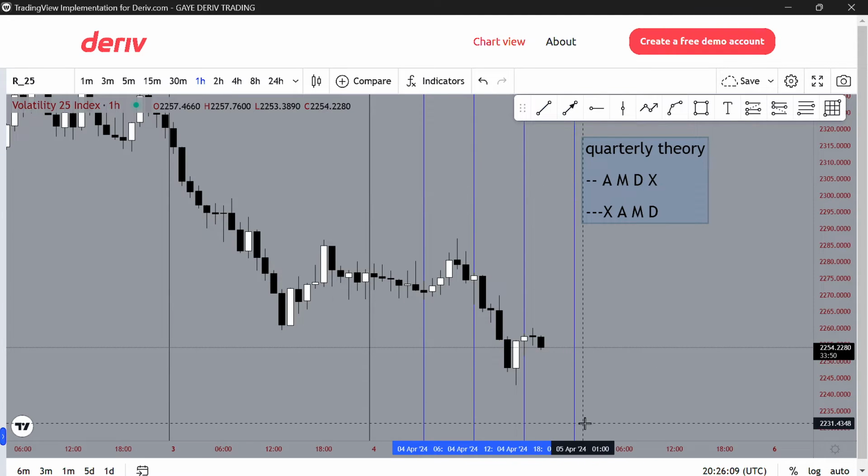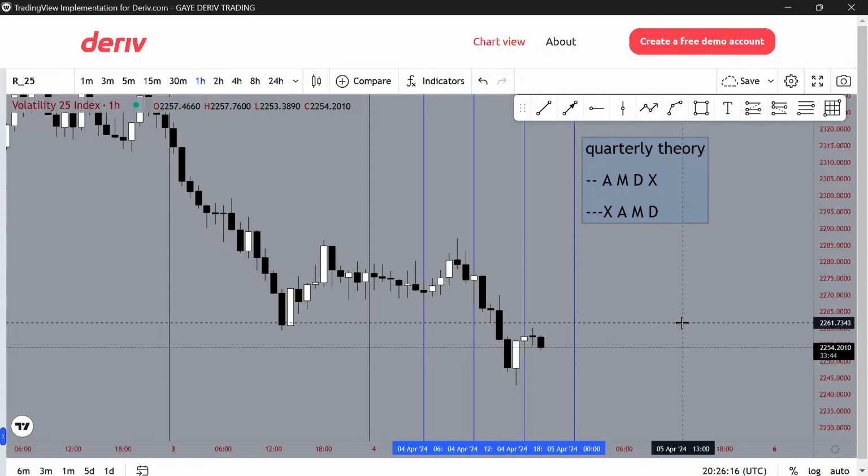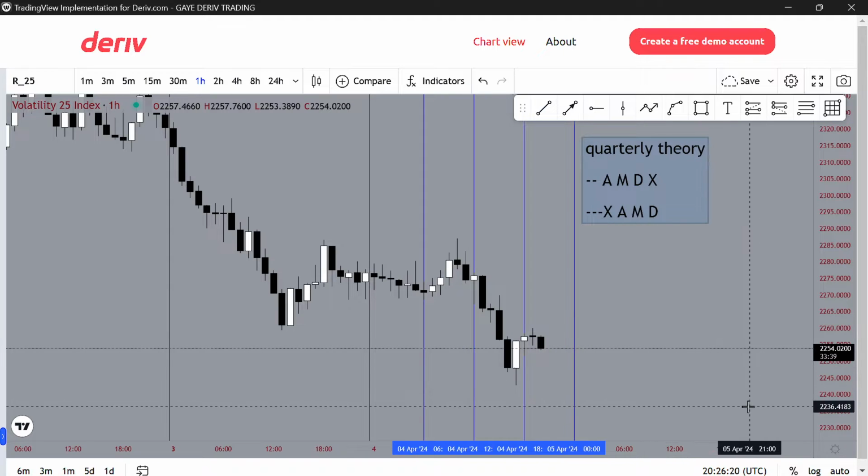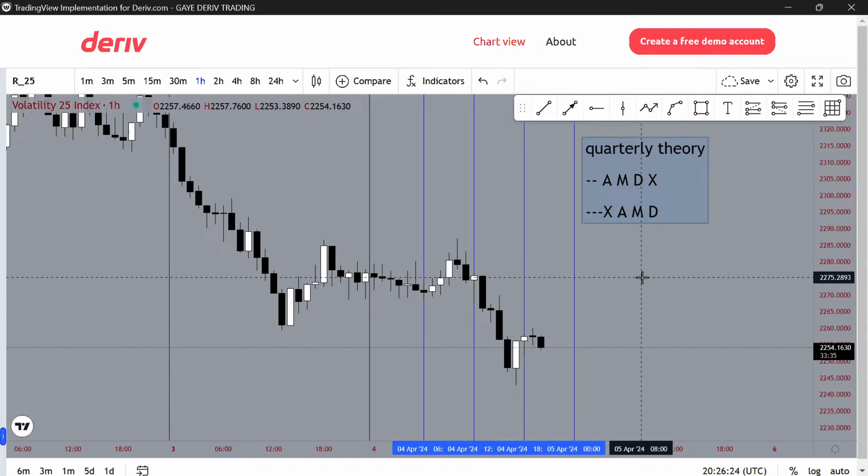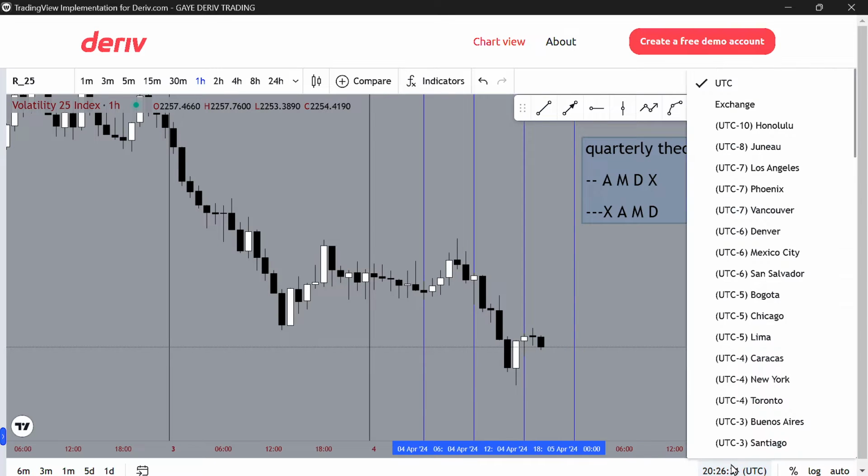Now, when it comes to synthetic indices, if you want to apply quarterly theory, you should make sure you set your time zone to Deriv time zone. Now, Deriv time zone is UTC. So if you come to the time zone panel down here, where I'm pointing, and you click on it, you see a lot of time zones here. You're going to click on UTC.